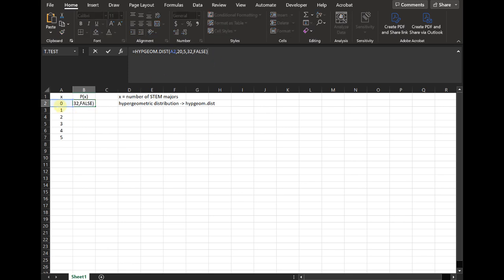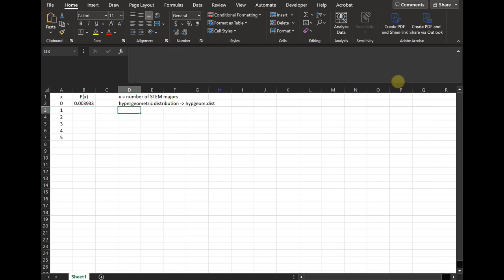Now specifically, this is the information that needs to change, this X value. So I have referenced this cell. The rest of these aren't going to change, right? I'm always selecting 5 from the population. There's always 20 STEM majors. There's always 32 total. So all of this other stuff stays the same.